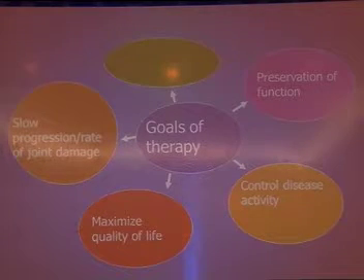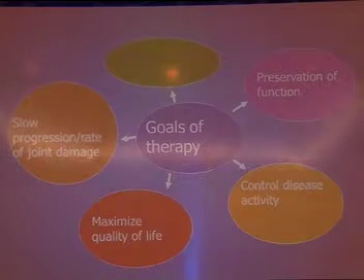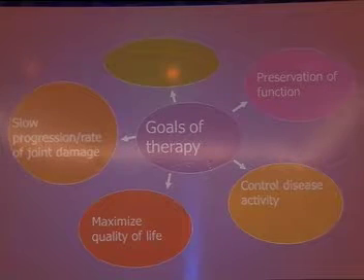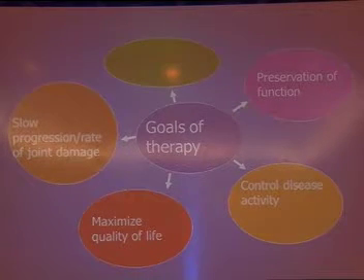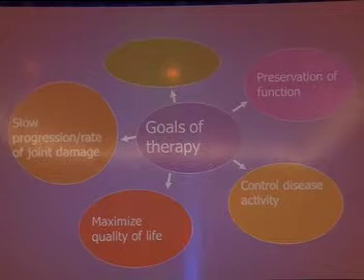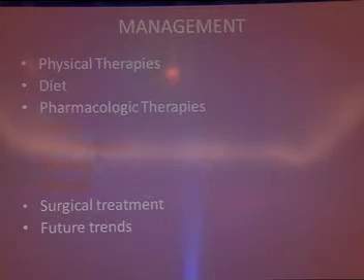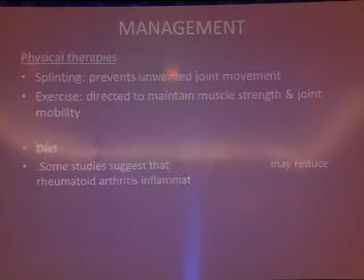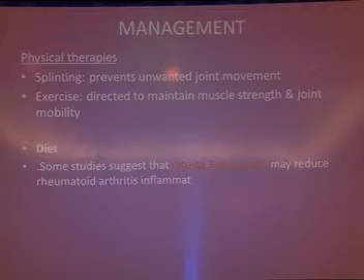Now, the goals of therapy. The goals of therapy are to alleviate pain, preserve function, control the disease activity, maximize the quality of life, and slow the progression rate of joint damage. These include the physical therapies, the diet, the pharmacological therapies, the NSAIDs, glucocorticoids, DMARDs, biologics, surgical treatment, and future trends. Now, the important part in the physical therapies is that splinting can prevent unwanted joint movements.